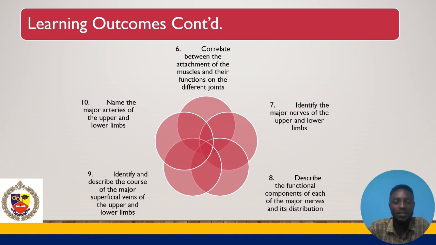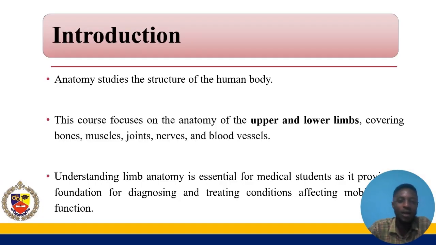correlate between the attachment of the muscles and their functions on the different joints; identify the major nerves of the upper and lower limbs; describe the functional components of each of the major nerves and their distribution; identify and describe the course of the major superficial veins of the upper and lower limbs; and name the major arteries of the upper and lower limbs.